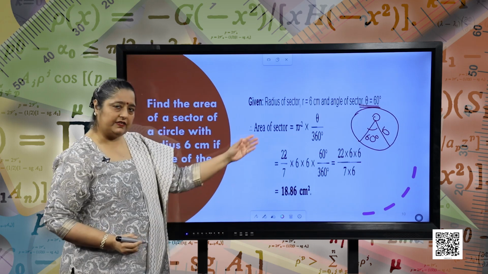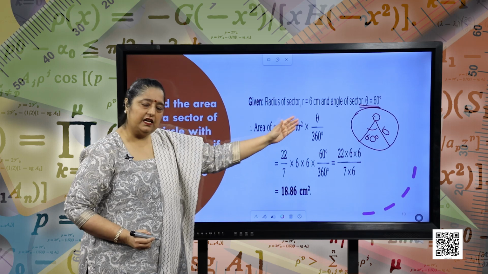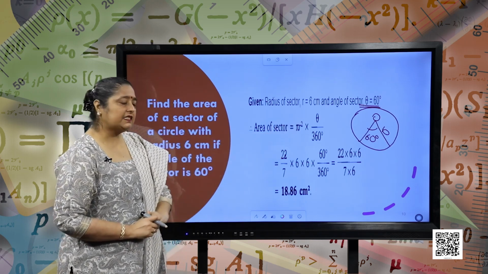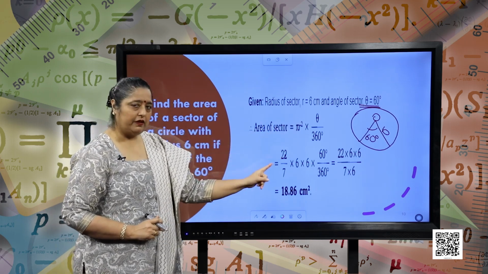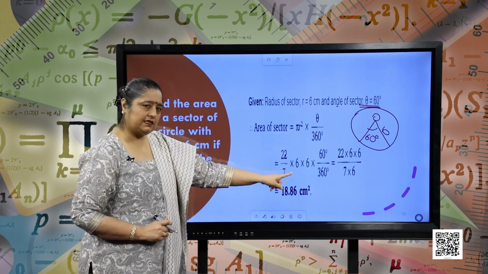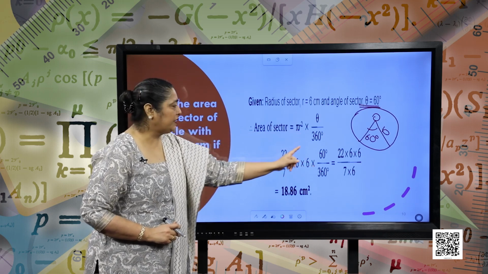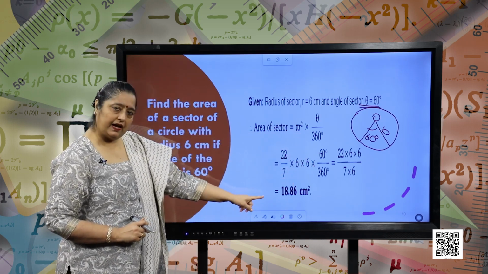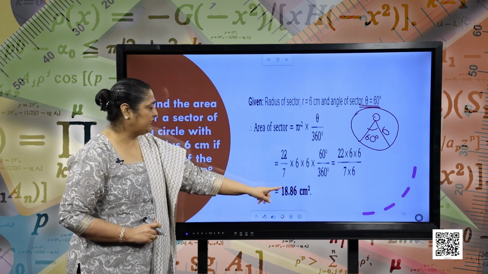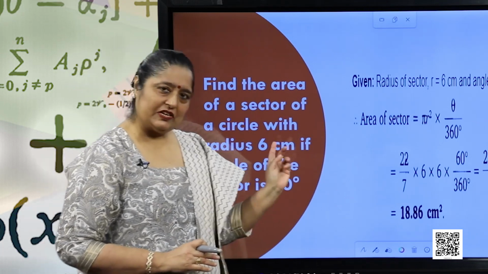Then the area of the sector is given by pi r square into theta divided by 360. Substituting all the values, we have pi as 22/7, radius as 6 and theta as 60 degree. Substituting and calculating further, we have the value as 18.86 centimeter square. So, I hope this question is clear.